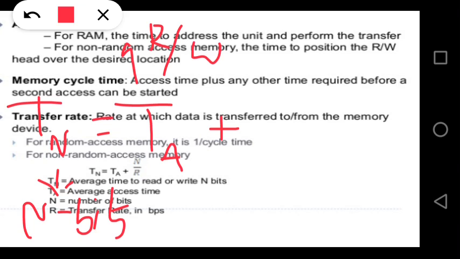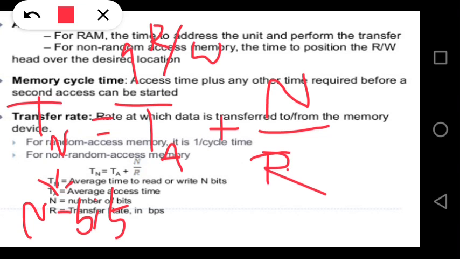So access time means, in case of non-random access memory, what is the definition of the access time? The time to position the read-write head on the desired location. From that point onwards, the counting of access time starts. So the average access time plus the number of bits divided by the data transfer rate.